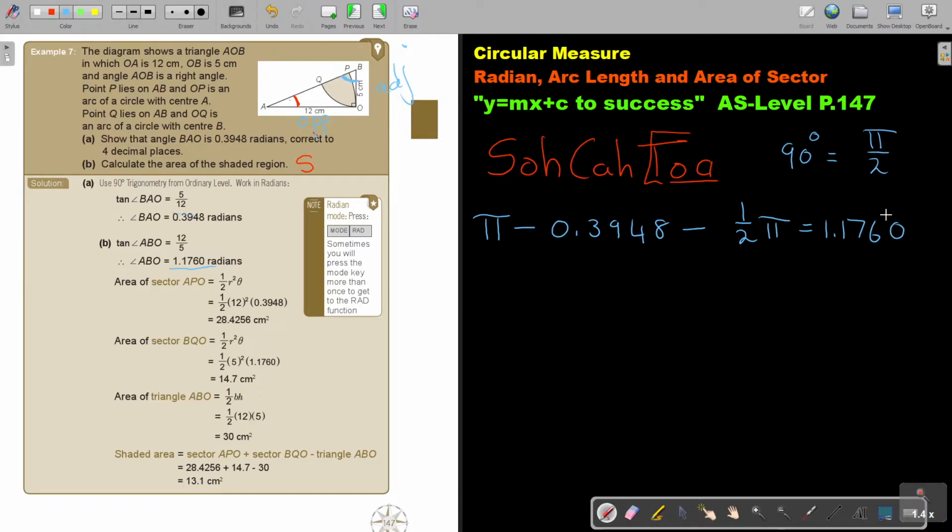Okay, so it doesn't matter. You can also do it like that. But I think it was easier, the method I showed you here. Otherwise, you have to concentrate. 180 is pi.